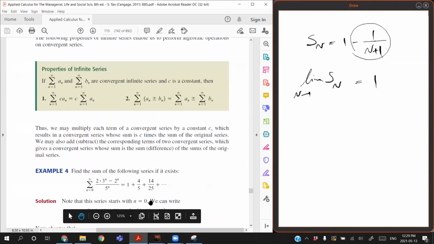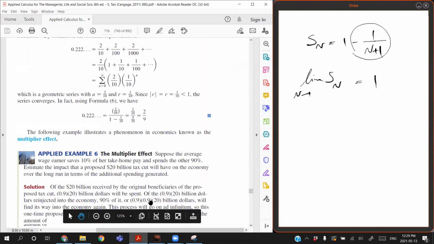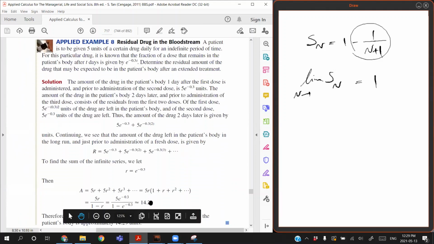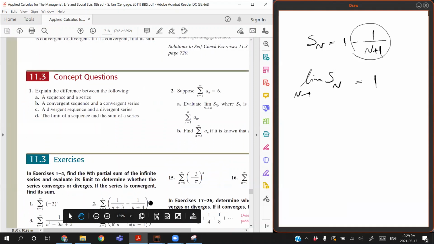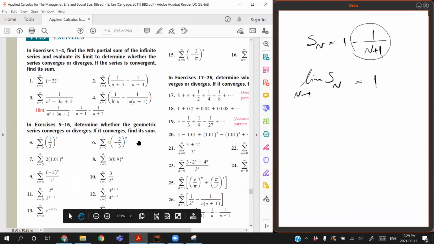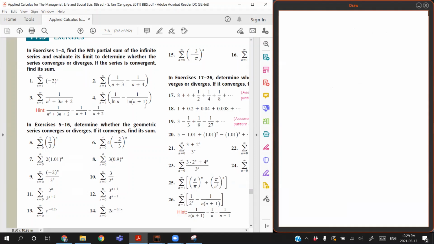So let me just go to the exercises and find the telescoping series and solve it. Okay. So for example, if you look at number 4, that's the telescoping series. You have the sum from n equals 2 to infinity of 1 over ln of n minus 1 over ln of n plus 1.